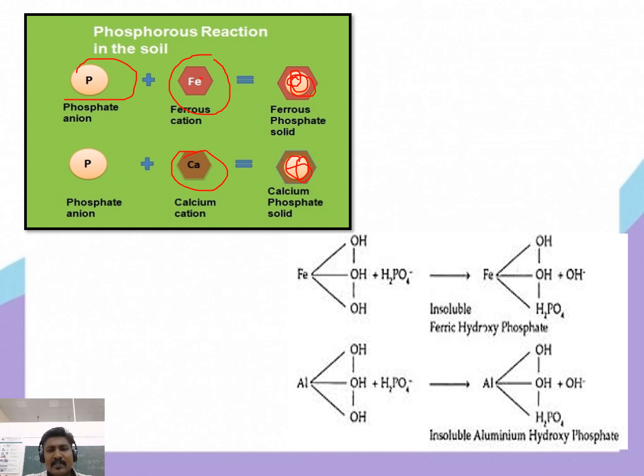This equation simply tells us this is iron hydroxide. This iron hydroxide reacts with H2PO4, which is the available form of phosphorus. Then the H2PO4 replaces the hydroxyl ion, and the hydroxyl ion comes out, so that it becomes a bound form. Similarly, this is iron, and this is aluminum. In aluminum hydroxide, the H2PO4 replaces the hydroxyl ion, and the hydroxyl ion comes out.